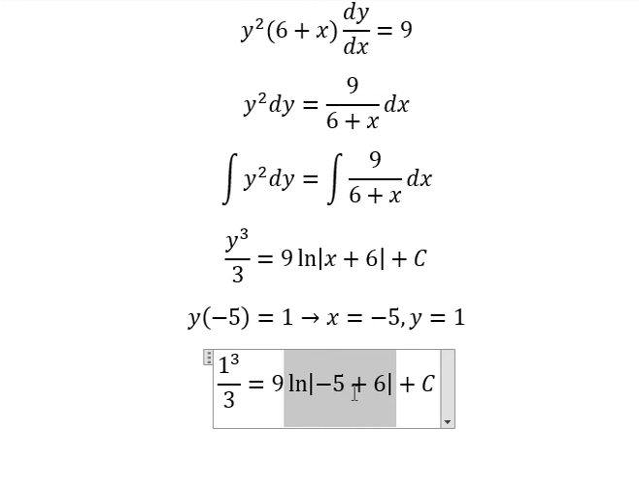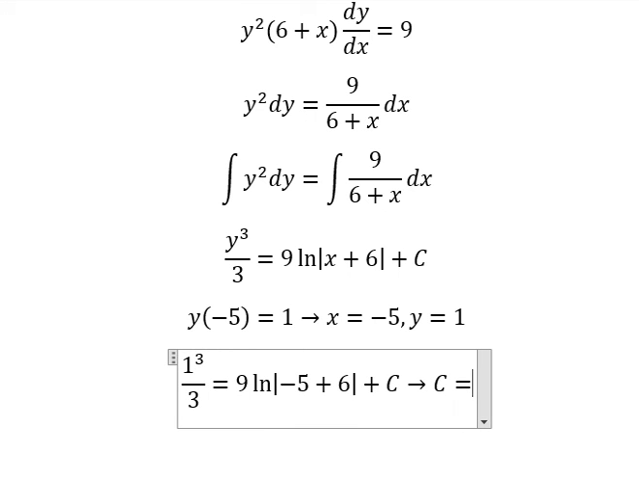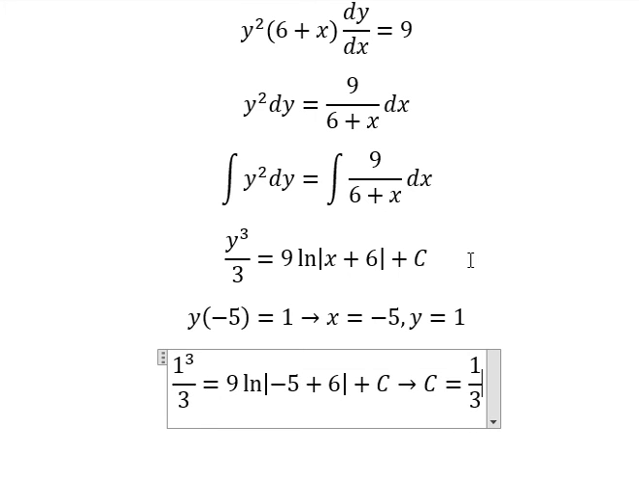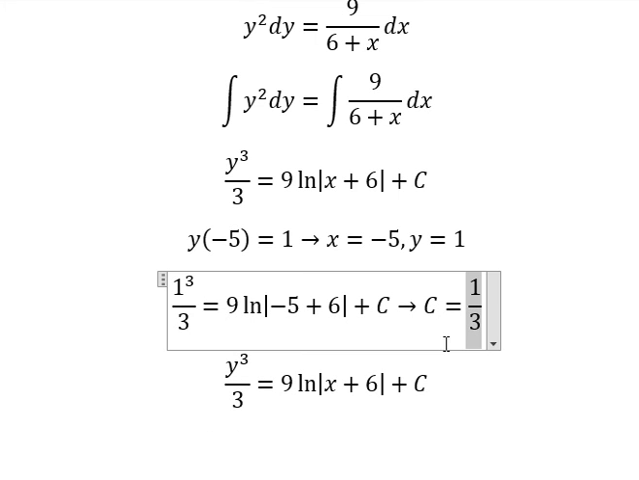So ln 1 you get 0. This one we have 1 over 3. So we have c equals 1 over 3. So I will put this one in here.